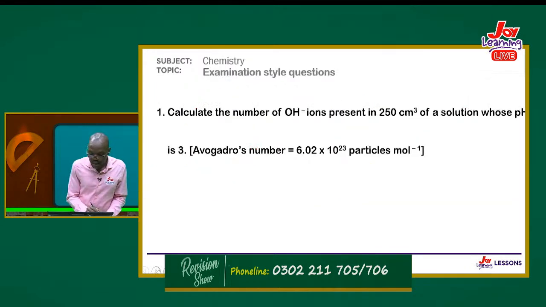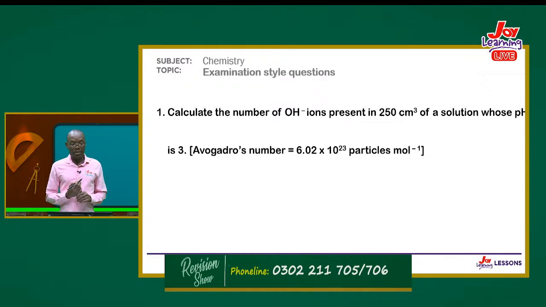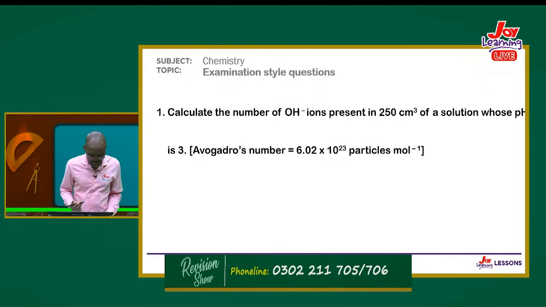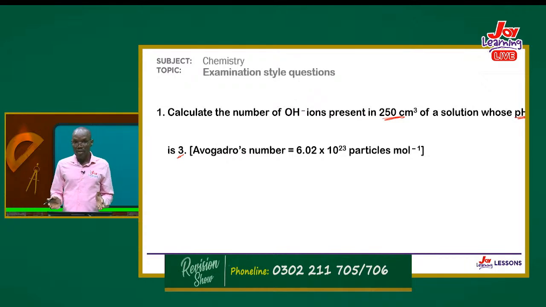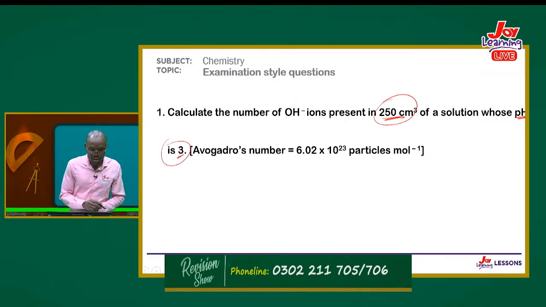Let's have another question. So this one here is a typical exam question. Calculate the number of OH minus ions present in 250 cm cube of a solution whose pH is 3. So, how do I calculate this? Don't forget the questions. What have I been given? We have volume of the solution. What else? We have pH of the solution.